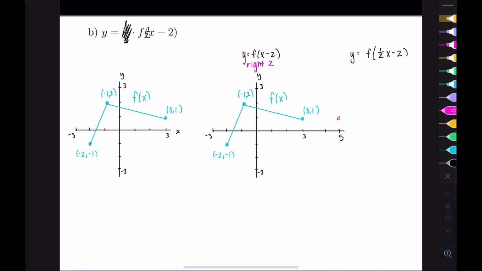So this point gets moved to the right 2. This point gets moved to the right 2. So it'd be -1 or +1, 2. And then this point gets moved to the right 2. It goes through 0, -1. So this would be our graph moved to the right 2. Okay.